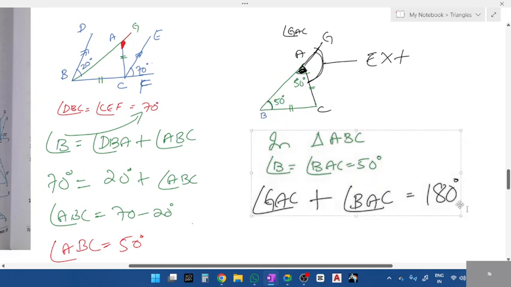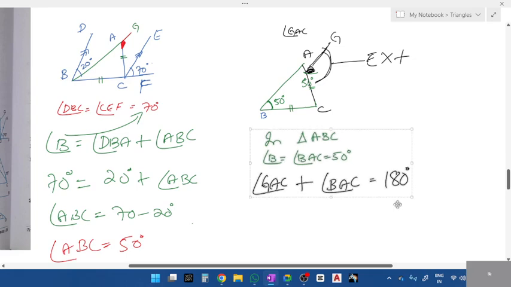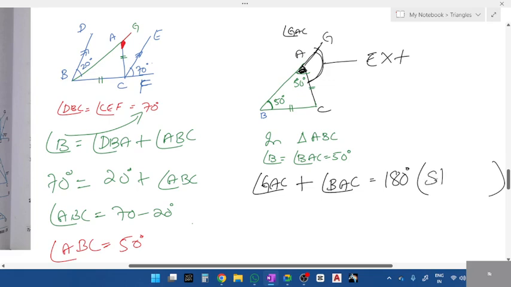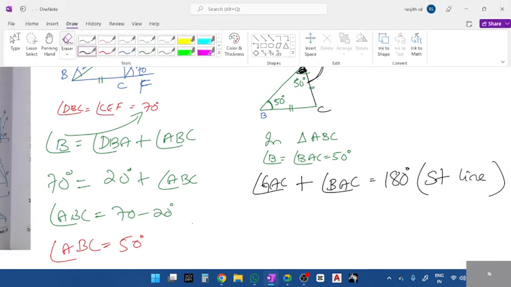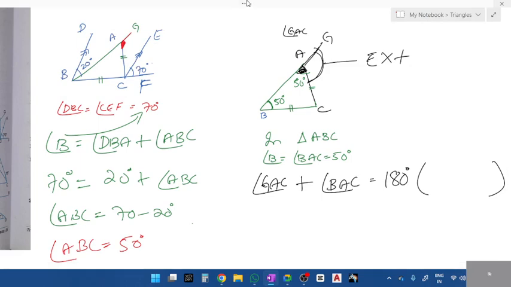180. And what reason do you have to write? What reason will you all write? What reason I keep telling, right? When do you place a protractor to get the value? When the line is straight or slanting? Straight line, so you have to write straight line. That's it. Just write GAB or BAG is a straight line. Simple. Or you can write straight line theorem or anything. Just write BAG is a straight line.